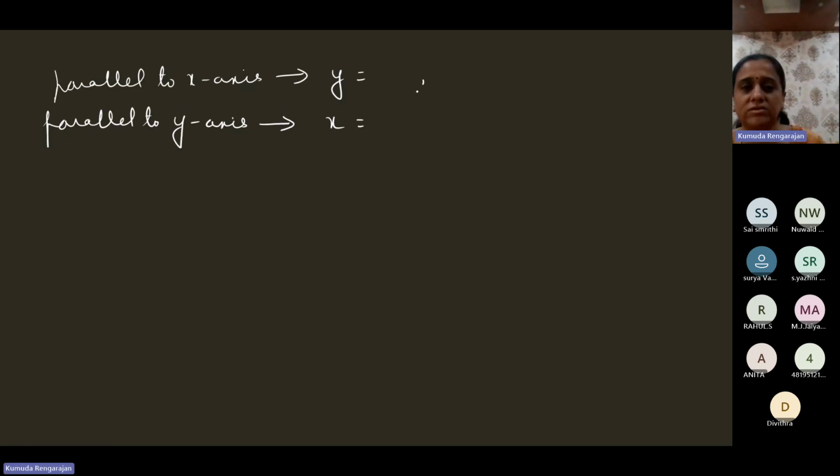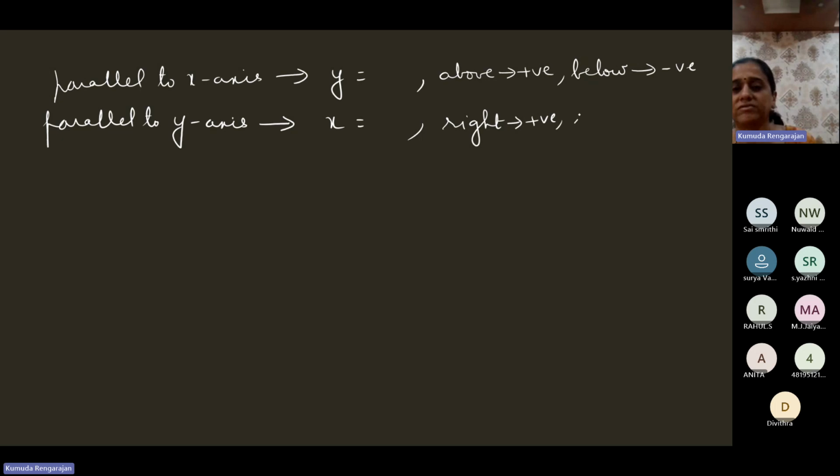Parallel to the x-axis and above will be positive. Below will be negative. Parallel to the y-axis will be x is equal to a number. If it's parallel to the y-axis, it'll be on the right side or the left side. If it is right side, it'll be positive. If it's left side, it'll be negative. And the distance will be given to you, right? That distance is the number which you should write here.